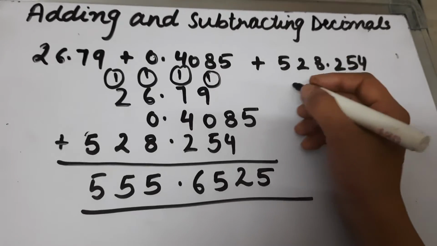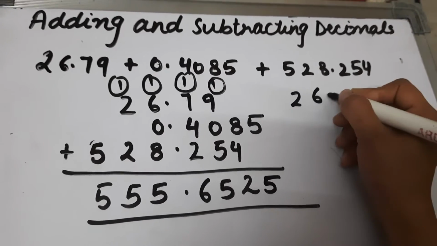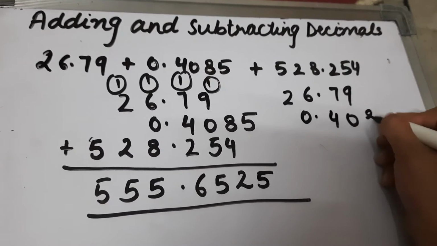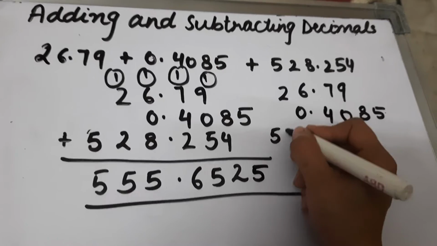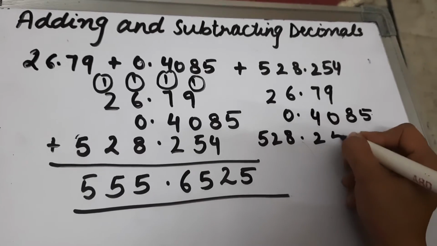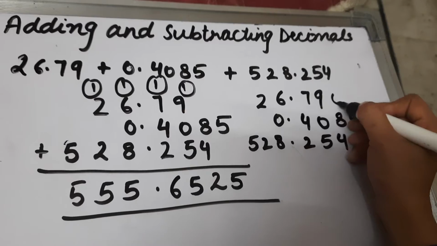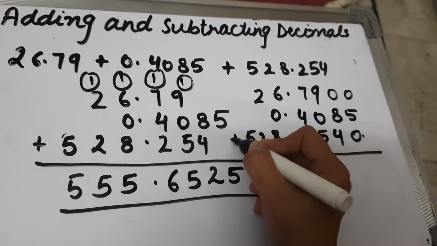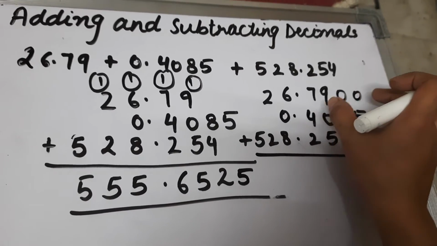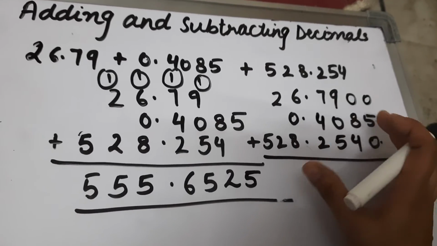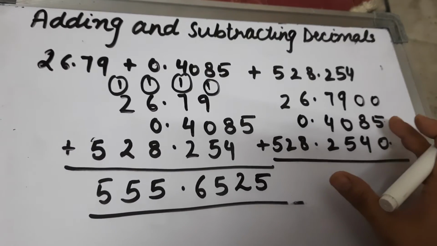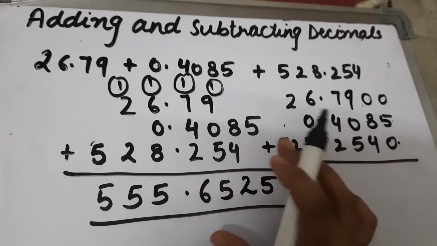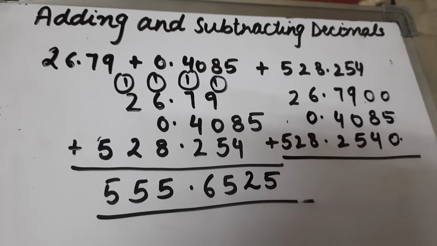For our convenience, we can put 0 also. Like I have 26.79, 0.4085 and 528.254. We can place zeros here for our convenience and after that add. The result will be the same, because the 0 at the ends does not make any change in the value of the decimal fractions. If we put 0 on this side, it will not change the value of the decimal fraction.